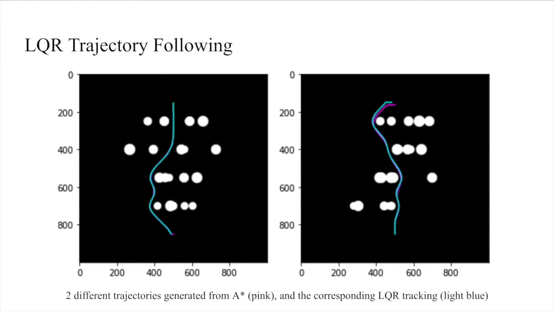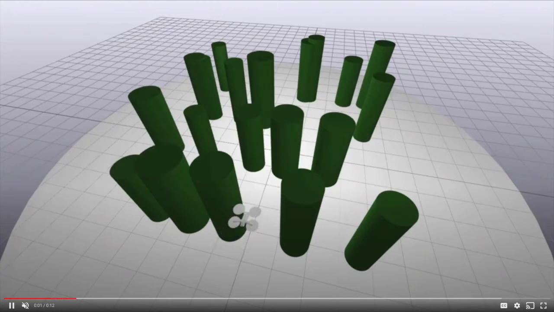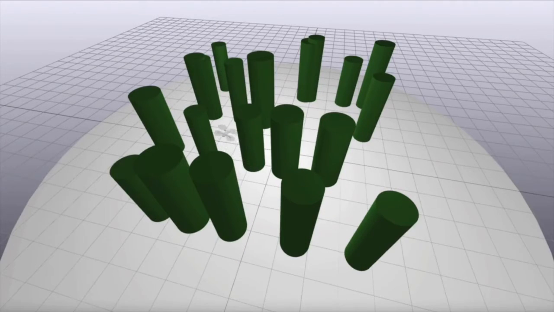With our full state trajectory, we can use a finite horizon formulation of LQR to control the quadrotor. These two images show two different trajectories generated from A-star and differential flatness, in pink, overlaid with the quadrotor's tracking from a simulation, in blue. They are nearly indistinguishable in the first image and very similar in the second. In this example, the quadrotor begins with a non-zero velocity and follows the trajectory with a constant velocity until the end position.